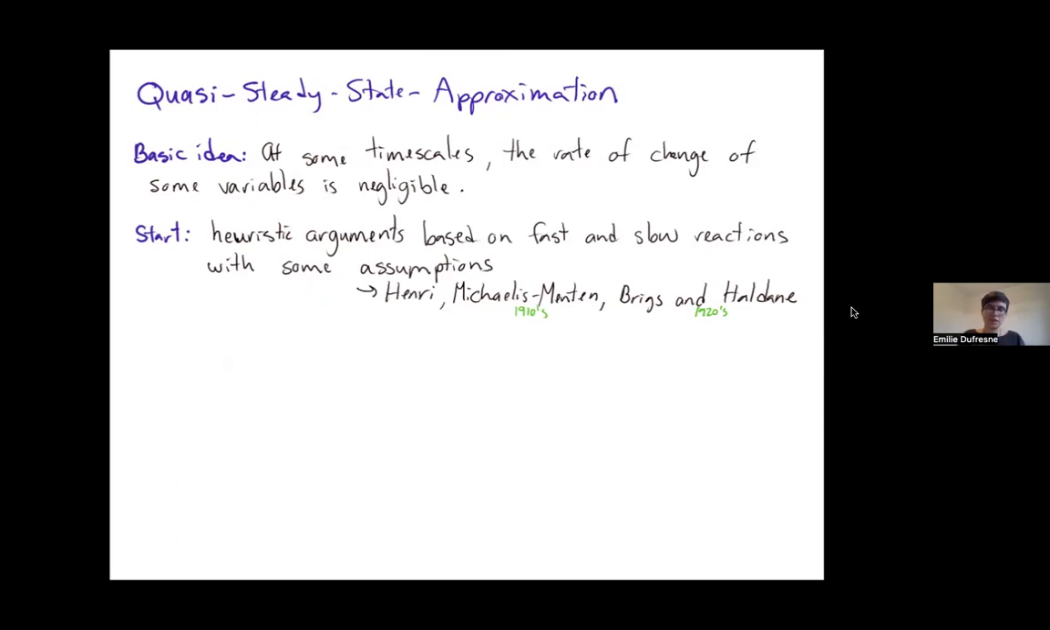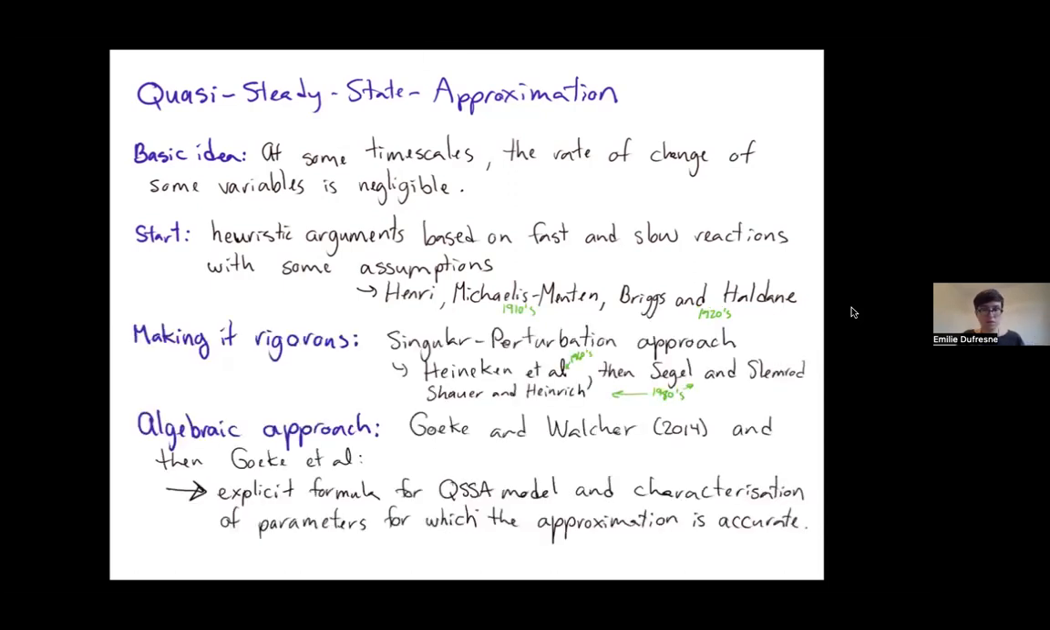But at that point, it was still somewhat hand-wavy and based on intuitive knowledge of what's going on. But this can be made rigorous. The classical way of making this rigorous is called the singular perturbation approach, which was done by Heineken et al. in the 1960s, and then Segel and Slemrod, and Schauer and Heinrich in the 1980s. And there's a much newer algebraic approach developed by Göke and Balchar in 2014, and then Göke et al. This one is the one that we've selected because we're interested in algebra and geometry and this kind of stuff. But you'll see in the next slides that it does have some advantages.